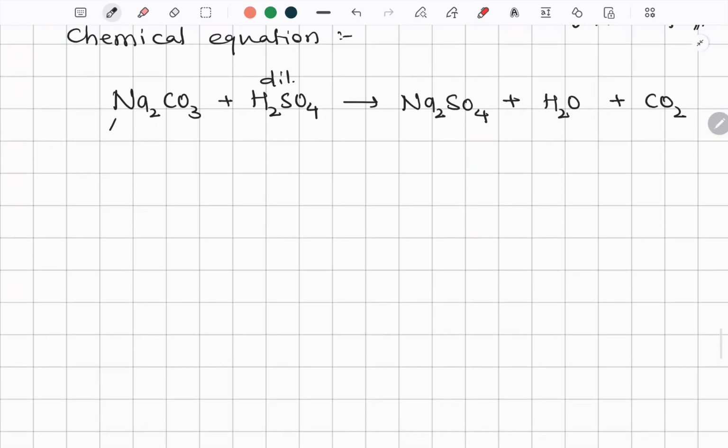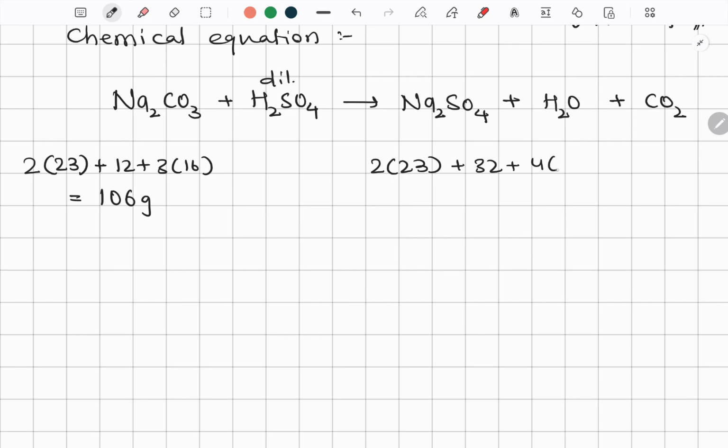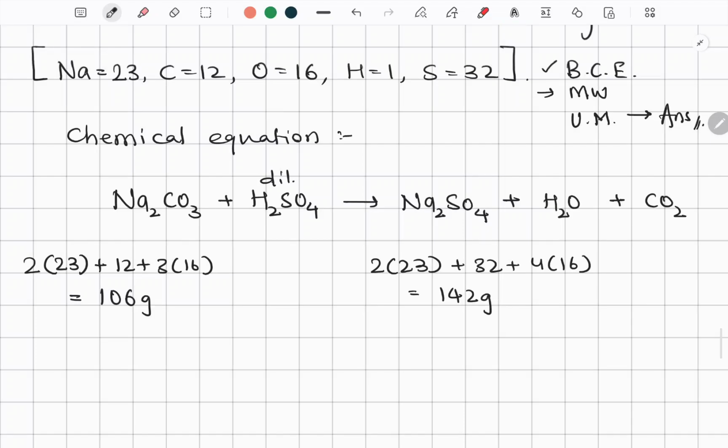So let's calculate. How do we calculate the molecular weight of Na2CO3? It's 2 times sodium. Sodium's atomic weight is 23, plus 1 carbon, 12, plus 3 oxygen, so 3 into 16. When you add all this, you get the answer equal to 106 gram. Now comes the Na2SO4. There are 2 sodium, that means 2 into 23, plus 1 sulfur, 32, plus 4 oxygen, so 4 into 16. When you add all of this, you get the answer equal to 142 gram. The second part is also done, the calculation of molecular weight.